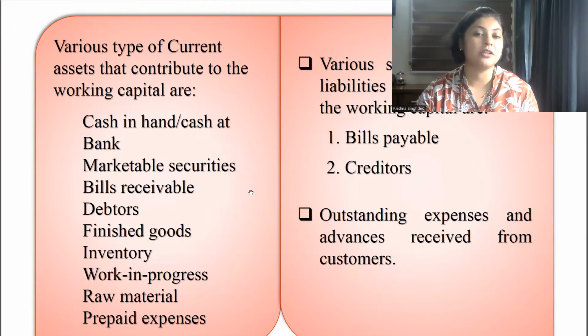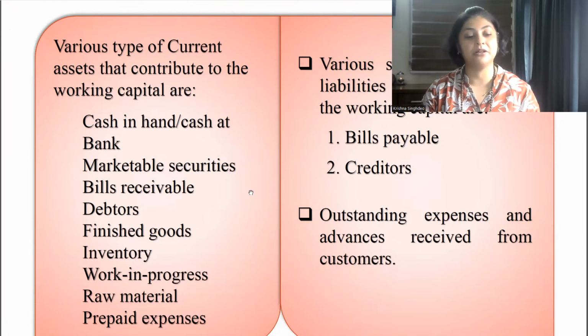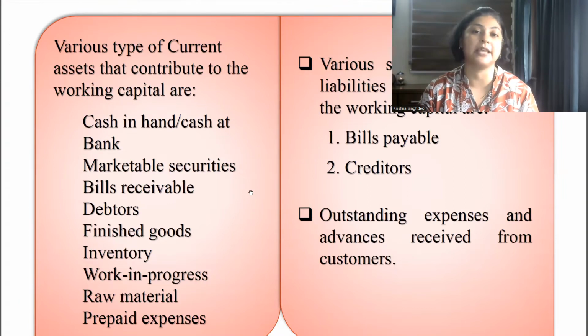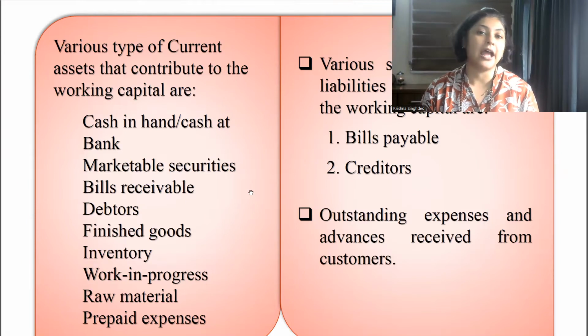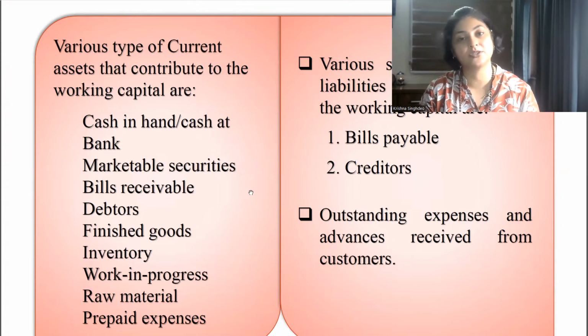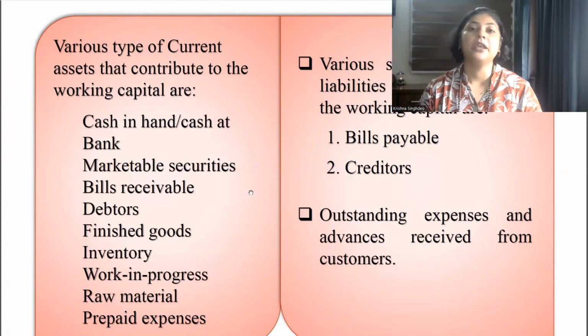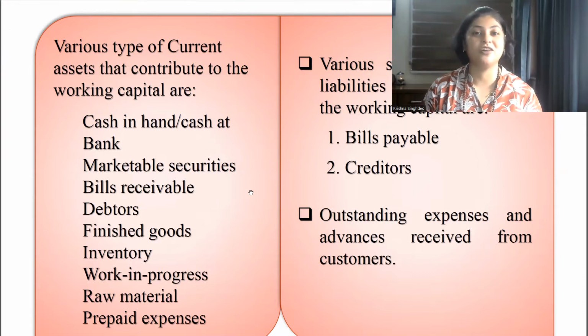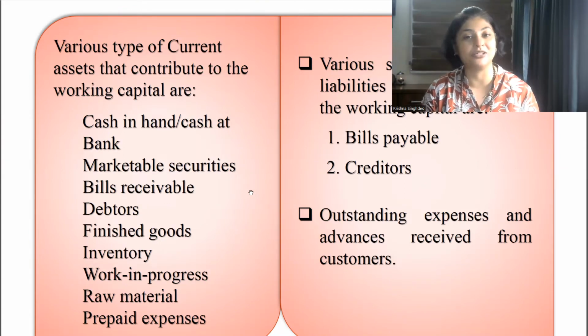Whereas your current liabilities are bills payable, your creditors, or any other outstanding expenses, short-term loans and advances, and bank overdraft, etc. These can be your current liabilities. So excess of current assets over current liability is called working capital. Okay, if you're an accounts student, you must have studied current ratio also, where you must have seen how excess of current assets over the current liability is required to maintain good liquidity.